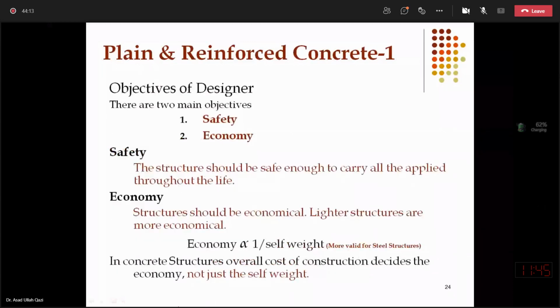As a designer, you can make the difference by achieving economy and safety as well. So both are very important targets, objectives of the designer, not only to achieve safety but also economy. So economical structures are always preferred. There is one journal statement given that economy is always inversely proportional to self weight.